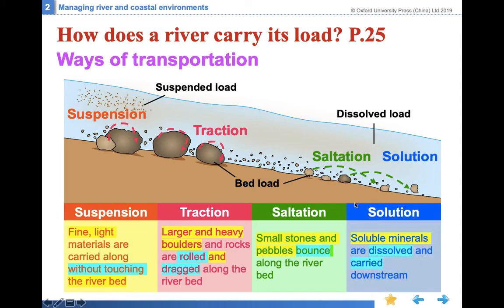And finally, some soluble minerals might be dissolved and carried downstream. This is what we call solution. So from here you could see that suspension is the suspended load, traction and saltation are the bed load, while solution creates a dissolved load.